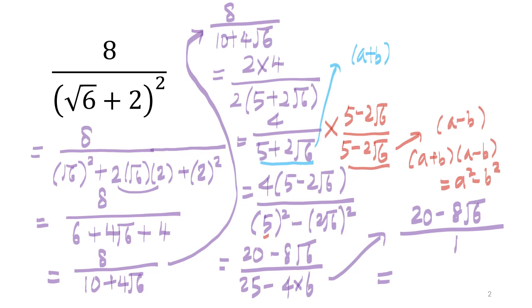Alright, so we can simplify it further. 20 and 8. We can actually, not necessary, we can leave it as 20 minus 8 square root 6. Okay, that will be the answer.